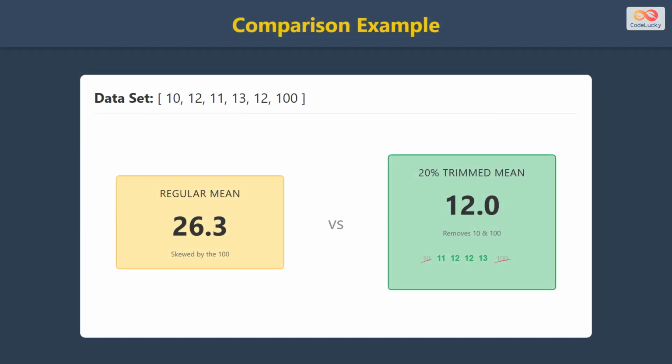Let's look at an example. Here we have a data set with numbers 10, 12, 11, 13, another 12, and a massive outlier of 100. If we take the regular mean, that 100 pulls the average up to 26.3, which doesn't represent the group well. But if we use a trimmed mean and remove the smallest and largest values, the outlier disappears. The average becomes 12, which is a perfect representation of the core group.